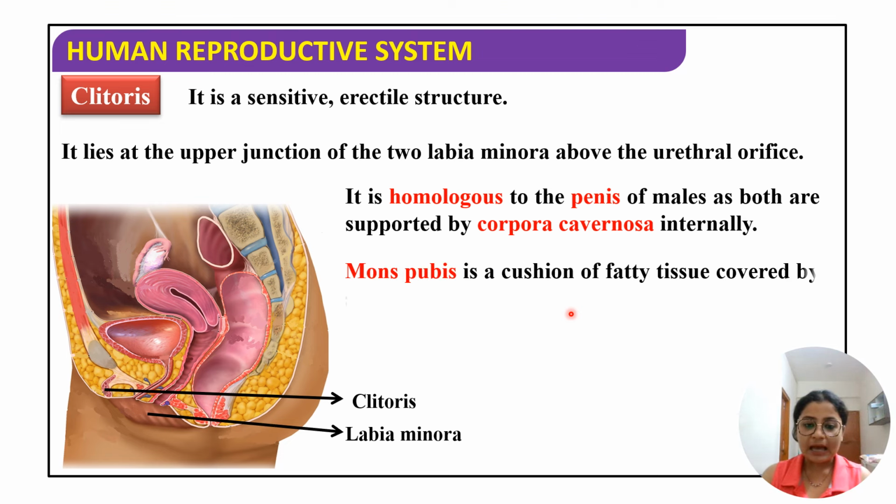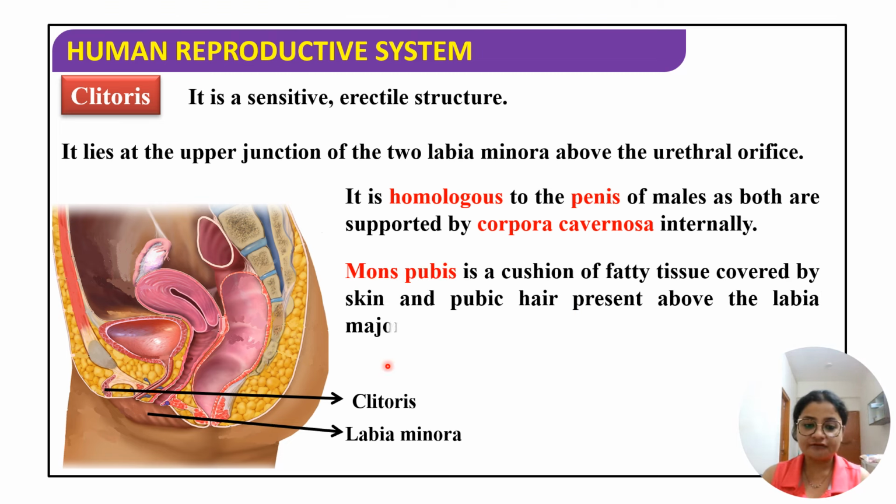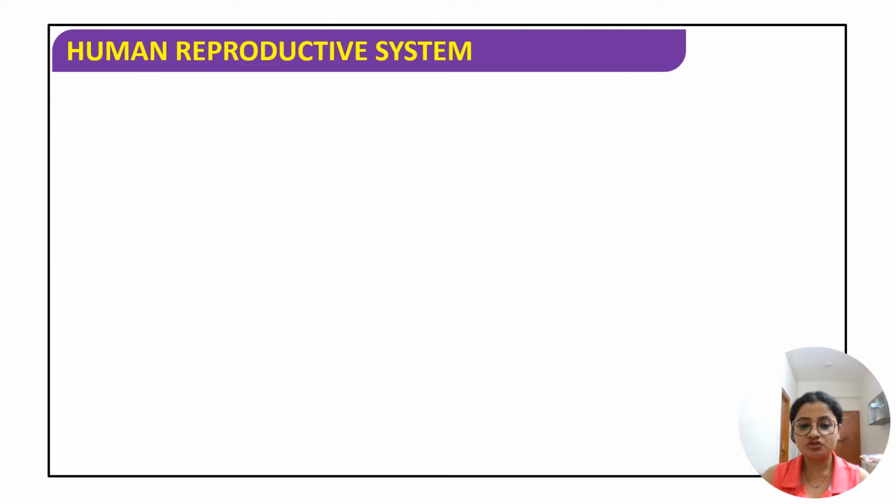Okay, and another thing that the female reproductive system has is the mons pubis, which is a cushion of fatty tissue covered by skin and pubic hair present above the labia majora. Okay, so right above the labia majora there will be the mons pubis, which will be a fatty connective tissue layer.